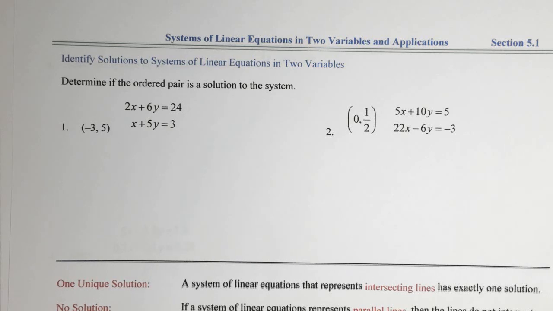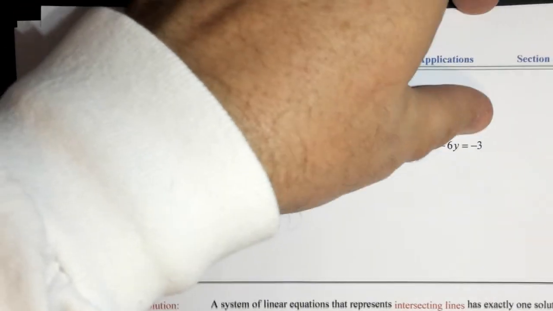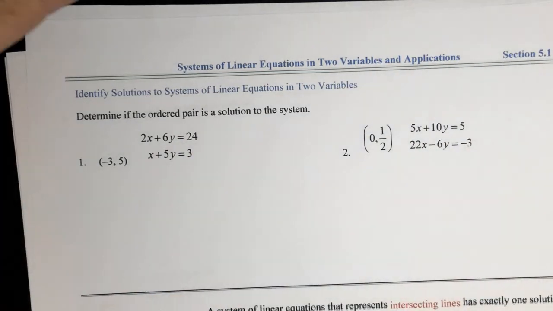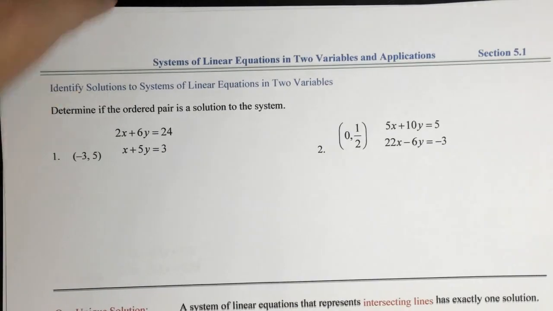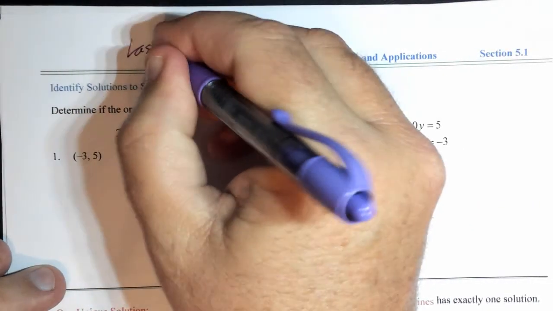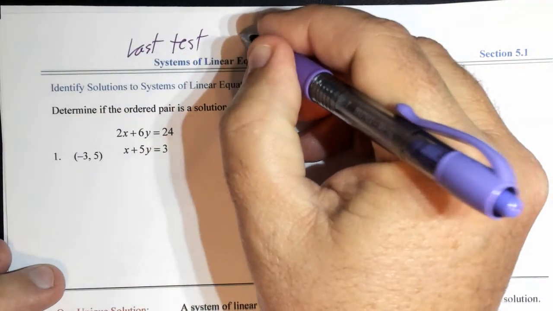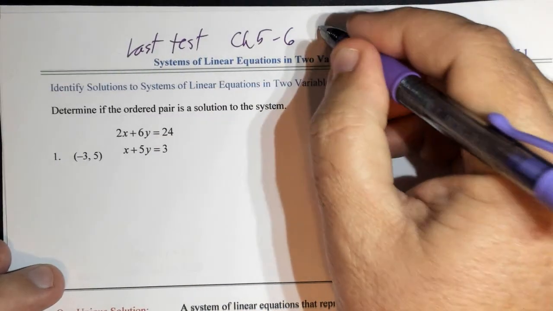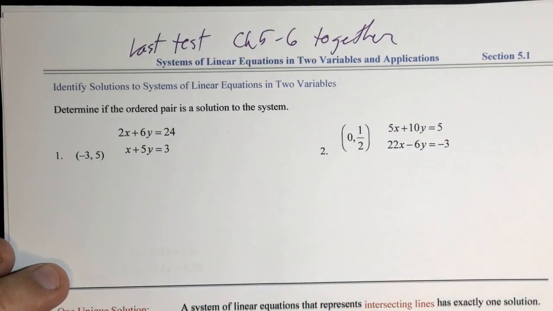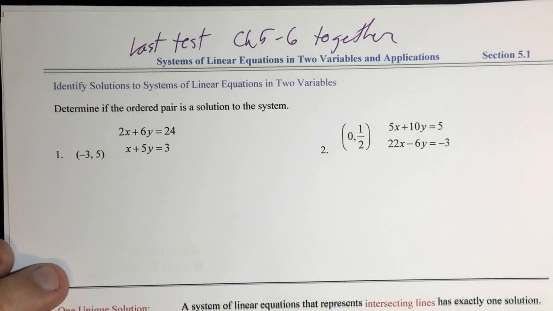Alright. Here we go. We are in chapter 5. Now, this next test will be your last test for chapters 5 and 6. Okay? And I got a new setup in my office. So your last test is over chapters 5 and 6 together. And then we'll be looking at finals. Okay? So we're trying to finish these up.